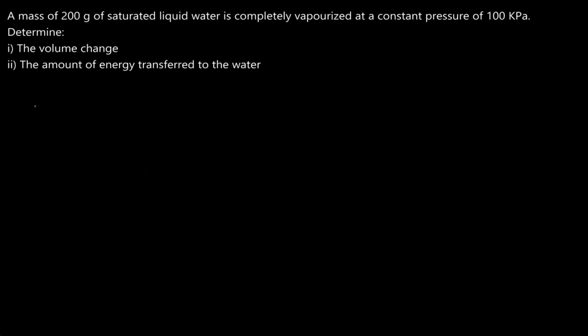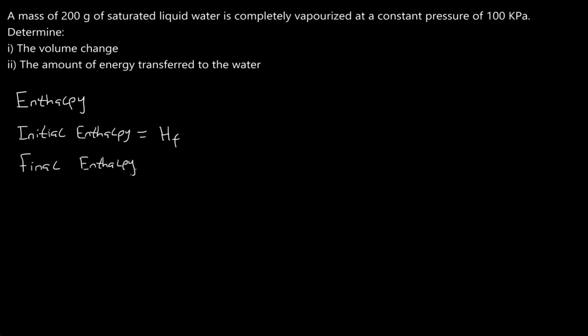Now, to find the energy transferred to the water, we use enthalpy. Enthalpy is usually considered the heat content of a substance. So the total energy in the form of heat transferred to the water will be the difference between the final and initial enthalpy. Our initial enthalpy is the enthalpy of saturated liquid, and our final enthalpy is the enthalpy of saturated vapor. So the change in energy, or the energy transferred, is Hg minus Hf.